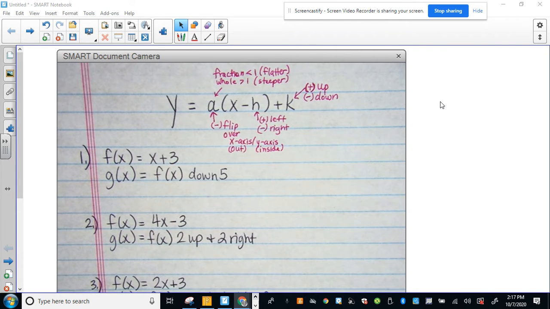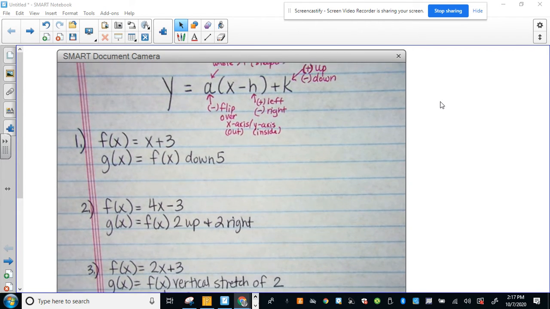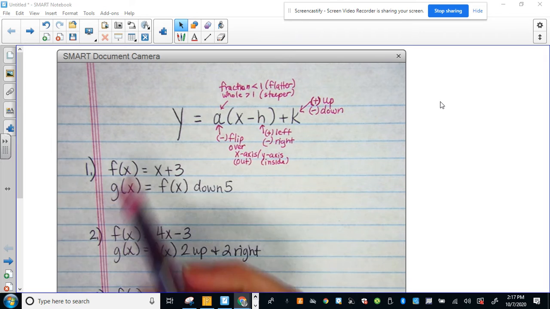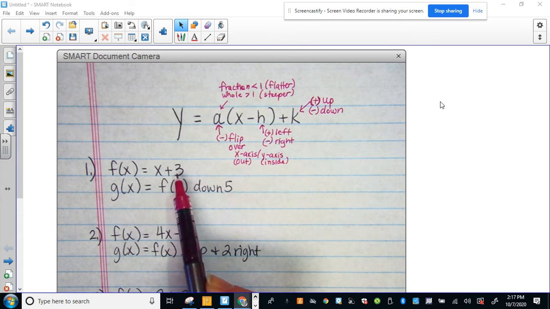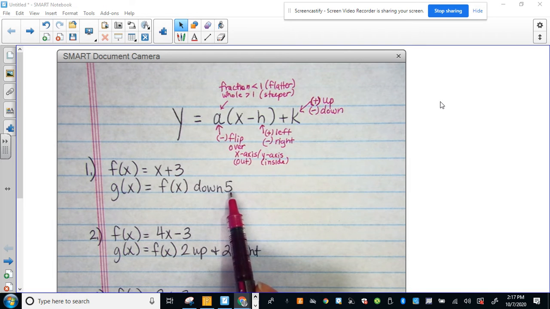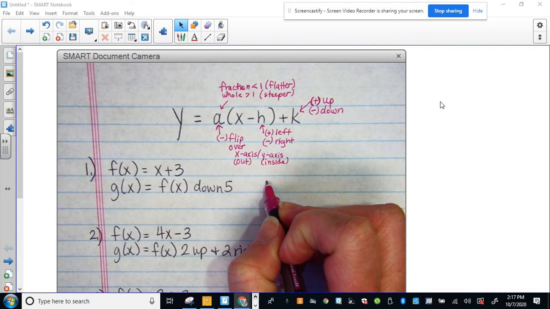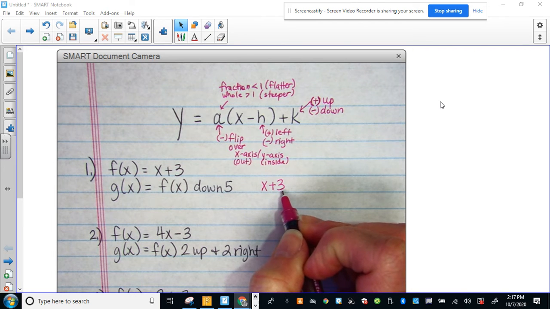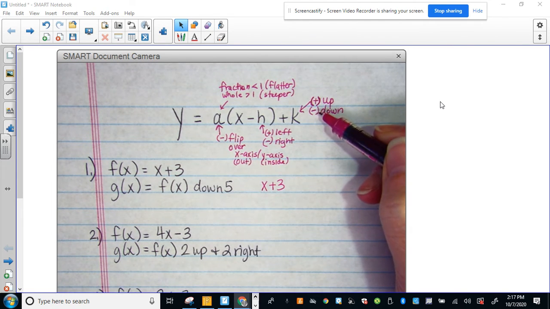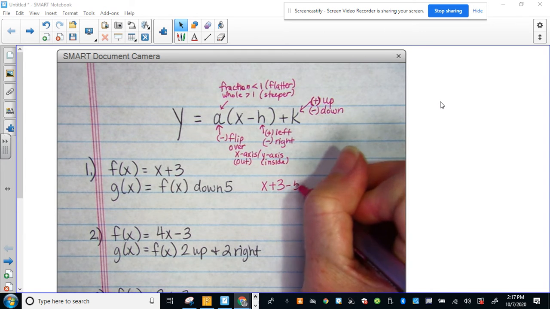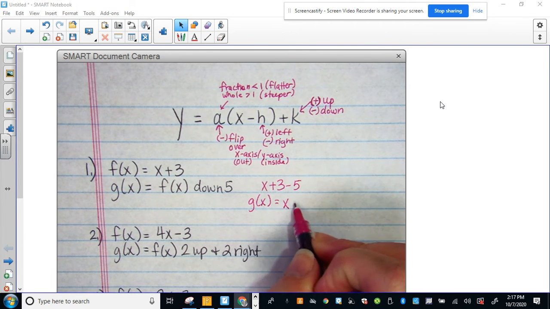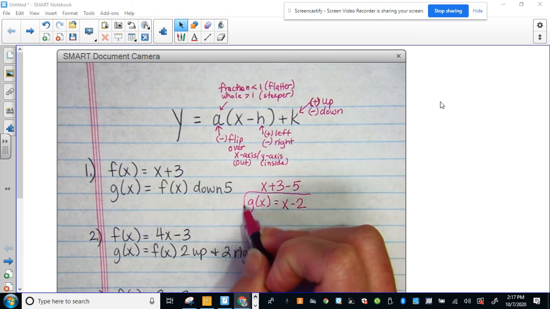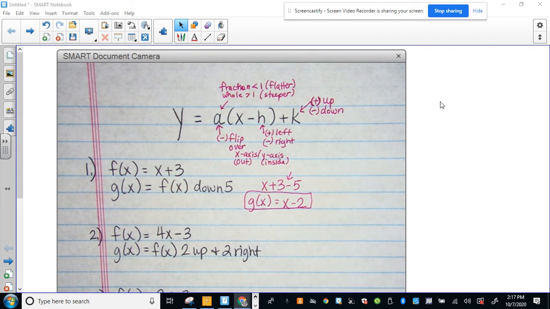Again, pause if you need to get all that information for all those numbers, and refer back to that when you're answering these questions. So here's your original for number 1, f of x equals x plus 3. That's just a normal line. So what we're going to do to that is we're going to take f of x, this normal line, and move it down 5 places. So this is what happens. We take the f of x here, and then to move down 5, if you go back up here, down means to subtract at the end. So we're going to subtract 5. So g of x is x minus 2. I just simplified this, the 3 minus the 5.